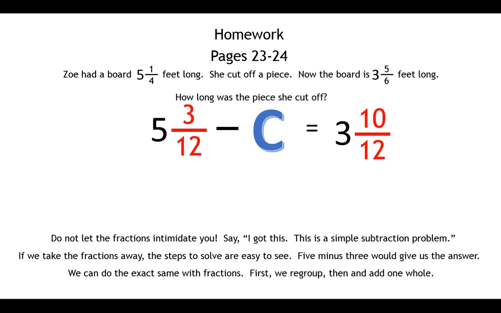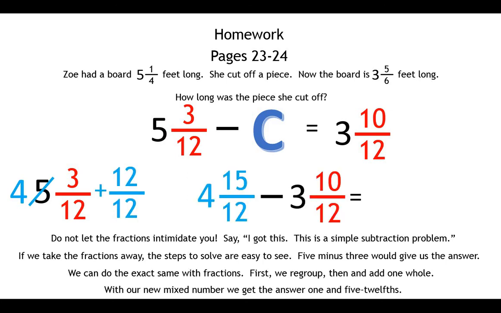We can do the exact same with fractions. First, we regroup, then add one whole. With our new mixed number, we get the answer 1 5/12.